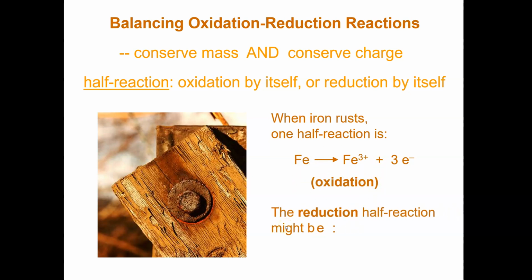And the reduction half reaction is when we're going to be picking up the electrons. So oxygen here is going to pick up 4 electrons to make 2 of these. Now, one thing I want to mention is the electrons have to be balanced. So you have 4 electrons and 4 electrons on the right.